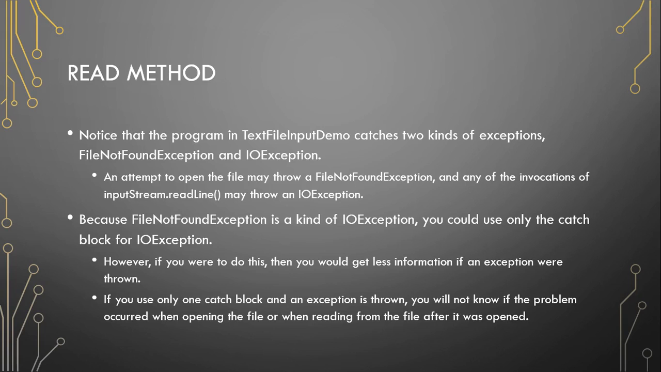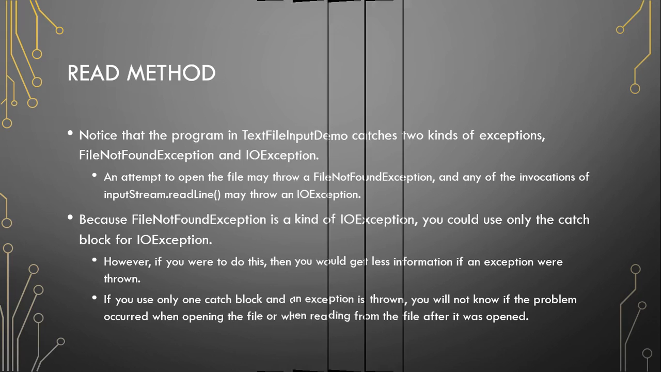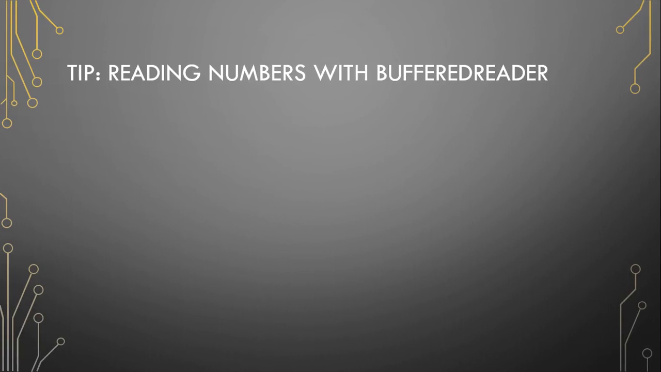However, if you were to do this, you're going to get a lot less information than if the exception was thrown. By putting FileNotFoundException in there, it tells us more specifically that the problem was that there was no file, not just that there's an IOException. If you only use one catch block and the exception is thrown, you'll not know if the problem occurred when you were opening the file, which is what FileNotFoundException is for, or when reading the file after it's opened, which is what your general IOException is more designed to do.